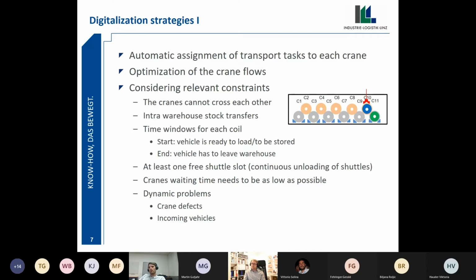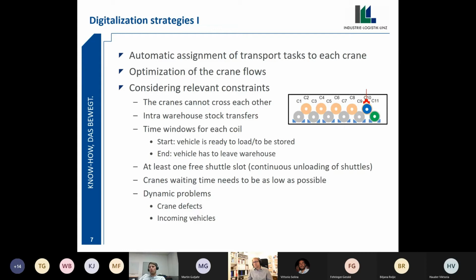One of the constraints that is the hardest to consider is that the cranes cannot cross each other. As I mentioned at the beginning of the presentation, the south crane cannot move to the north by crossing the crane from the north. So we are not able to do such moving. So we have to consider that the other crane also has to go to the north, to give the south crane the possibility to do its transport task.